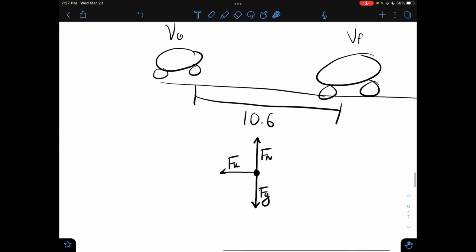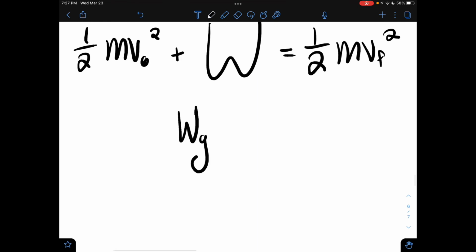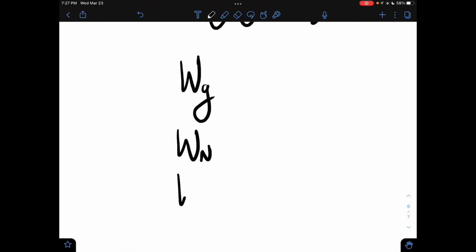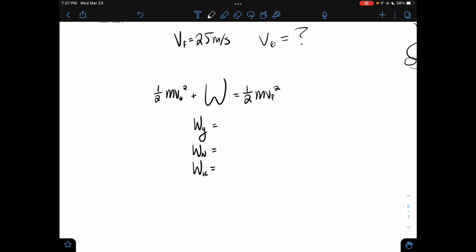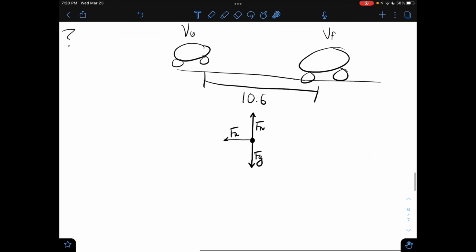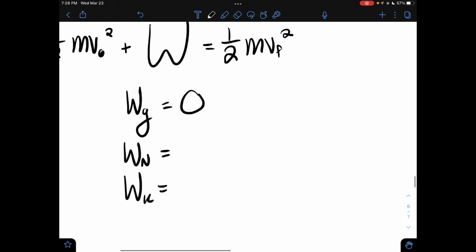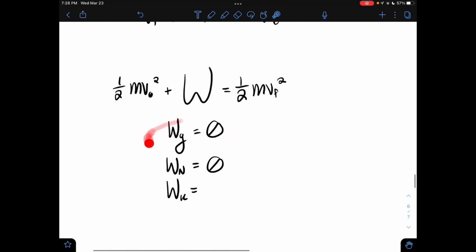So let's think about which of them is doing work. We have potential for work from gravity, work from our normal force, and work from our kinetic friction. Let's think about what's going on. We're not jumping up into the air, right? So we're not displacing at all in the y direction. So there's no displacement in the normal direction, and there's also no displacement in the g direction because they're both in the y direction. So both of the displacements for these is going to be 0, so both of the works for these is also going to be 0.